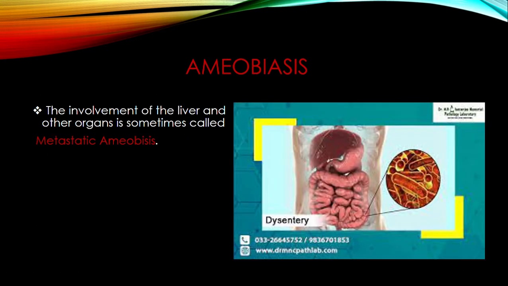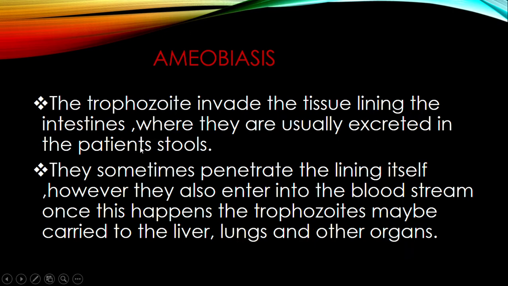So when the trophozoites enter into the bloodstream, they are carried to different organs of the body, such as the liver and the lungs. At this point, it is now called metastatic amoebiasis. So now it is not only in the intestines, but it is also found in other parts of the body, such as the liver and the lungs.